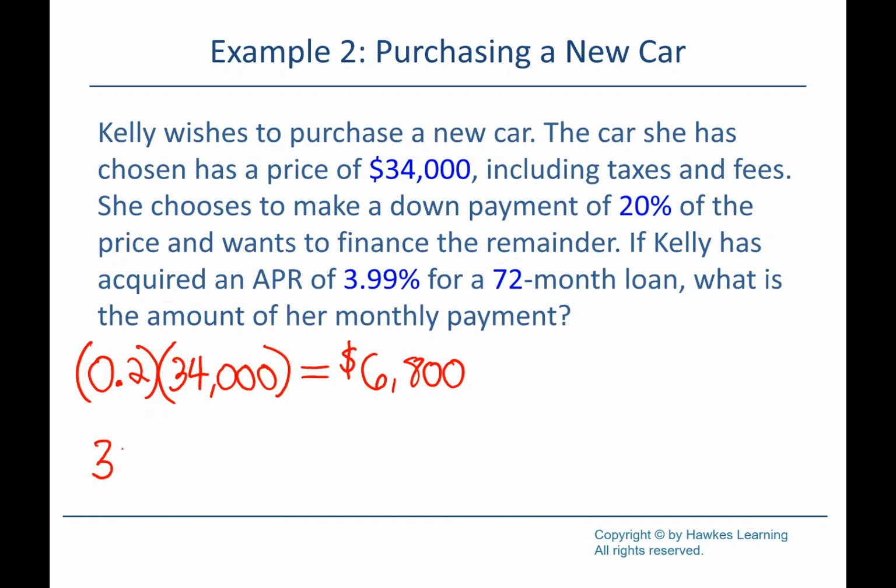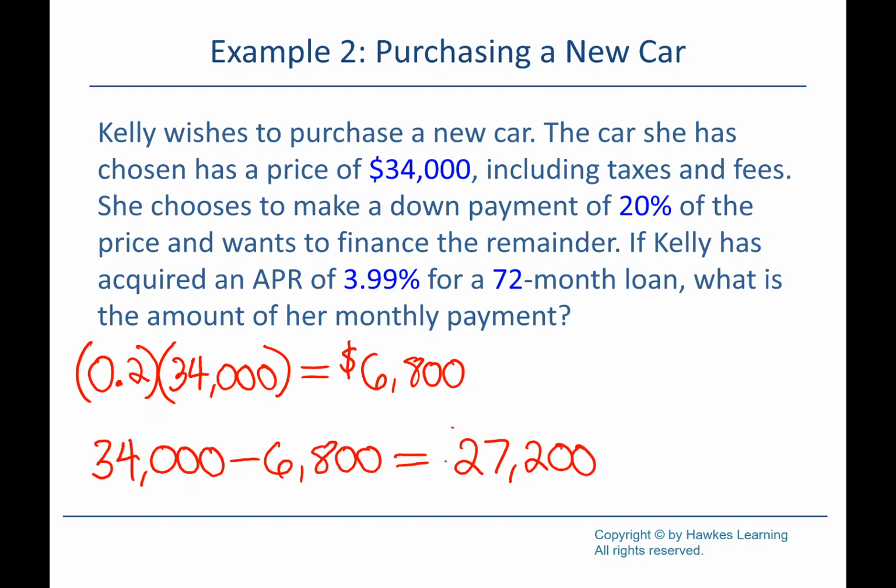Then we take the price of the car and we just subtract that $6,800 away to figure out how much we're going to finance. So this is the amount that we're going to finance, or the amount we're going to borrow money for. So in our formula, that amount that we're financing, that's going to be P.